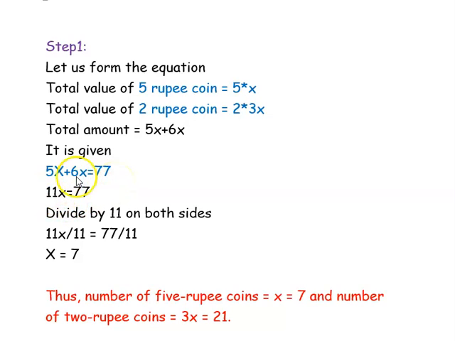So now we add this. 5x plus 6x is 11x, which is equal to 77 rupees. Now divide both sides by 11. So 11x by 11 equals 77 by 11. So x is equal to 7. So the number of 5 rupee coins, that is x equal to 7, and the number of 2 rupee coins we have taken as 3 times x. So 3 times 7 is 21.